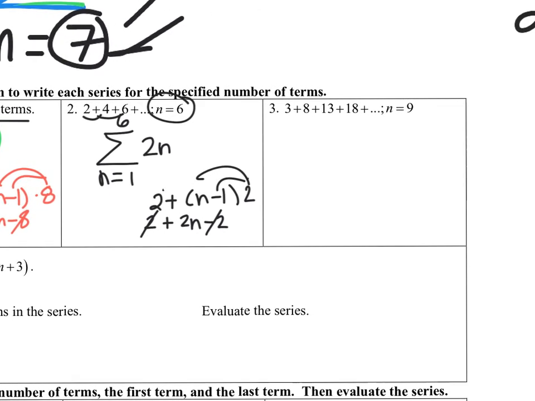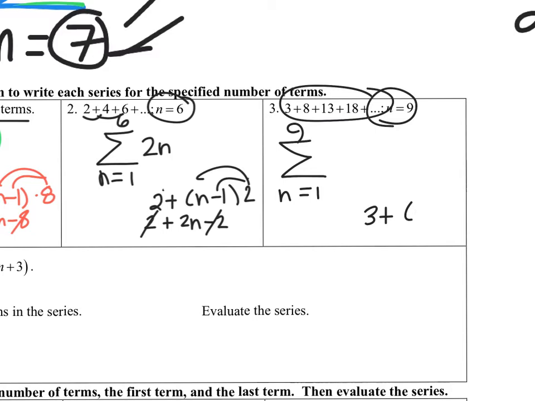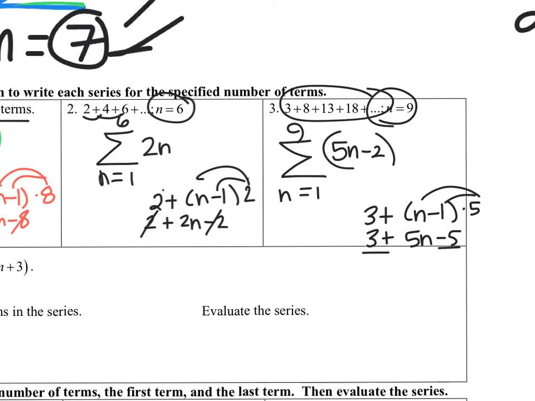Number 3, 9 terms. So it's going to be sigma n equals 1 to 9. In this case, my sequence is starting at 3, and it's going up by 5. So I'm going to simplify the explicit formula to be 5n minus 2. Sometimes I put it in parentheses just to make sure that you can see that this whole thing has a summation, so this negative 2 is not taken off.